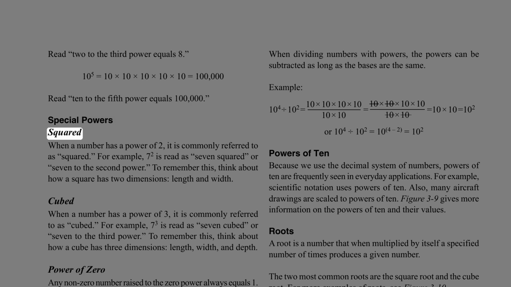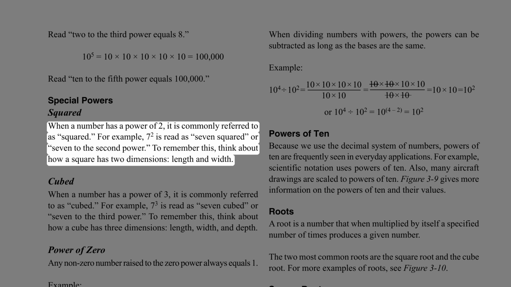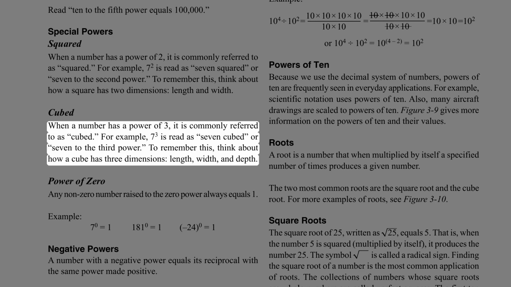Special powers. Squared. When a number has a power of 2, it is commonly referred to as squared. For example, 7 squared is read as 7 squared, or 7 to the second power. To remember this, think about how a square has two dimensions, length and width. Cubed. When a number has a power of 3, it is commonly referred to as cubed. For example, 7 cubed is read as 7 cubed, or 7 to the third power. To remember this, think about how a cube has 3 dimensions, length, width, and depth.